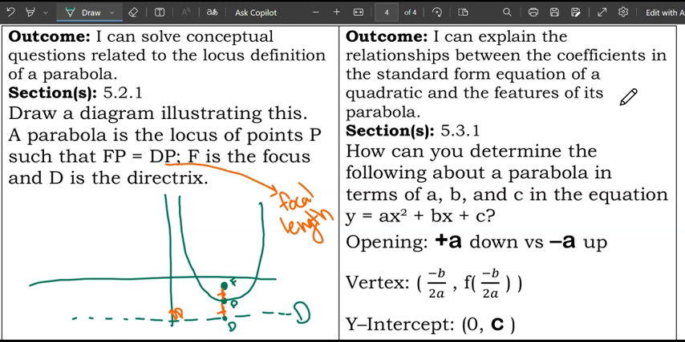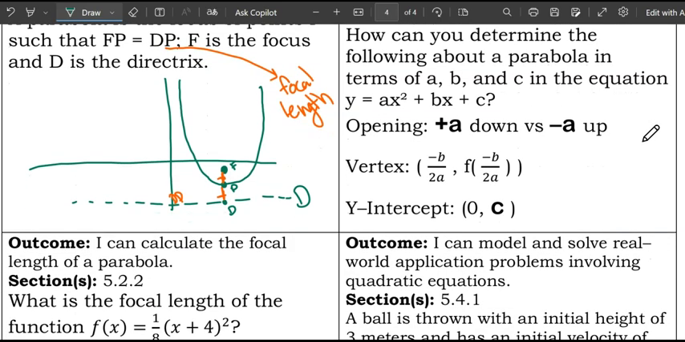Outcome: I can explain the relationships between the coefficients in the standard form equation of a quadratic and the features of its parabola. Refer back to section 5.3.1. How can you determine the following about a parabola in terms of a, b, and c in the equation y equals ax squared plus bx plus c?